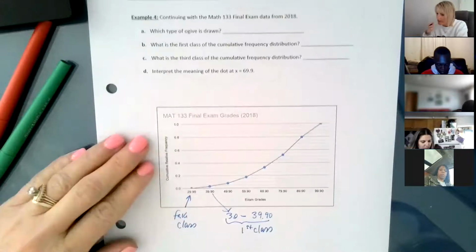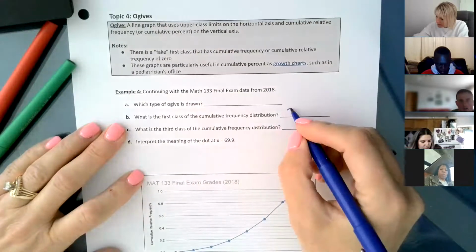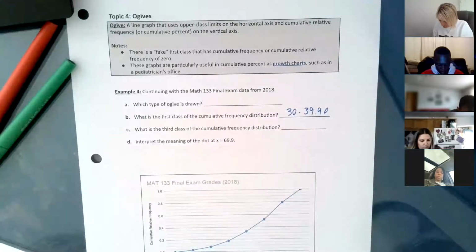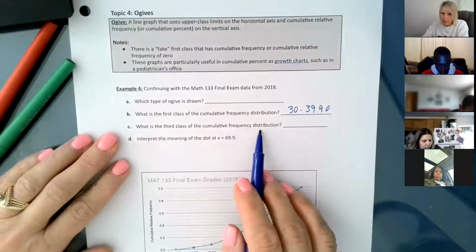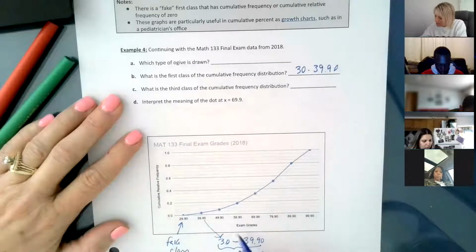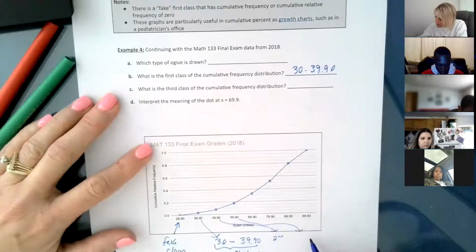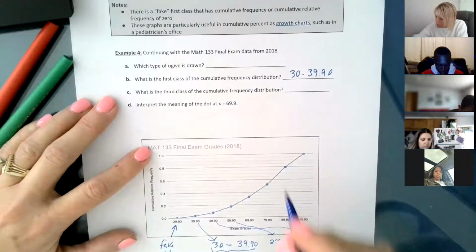Okay. So B says, what is the first class of a cumulative frequency distribution? It is 30 to 39.9. What is the third class of a cumulative frequency distribution? So there's the first one. That would be the second. And so the third one would be 50 to 59.9.